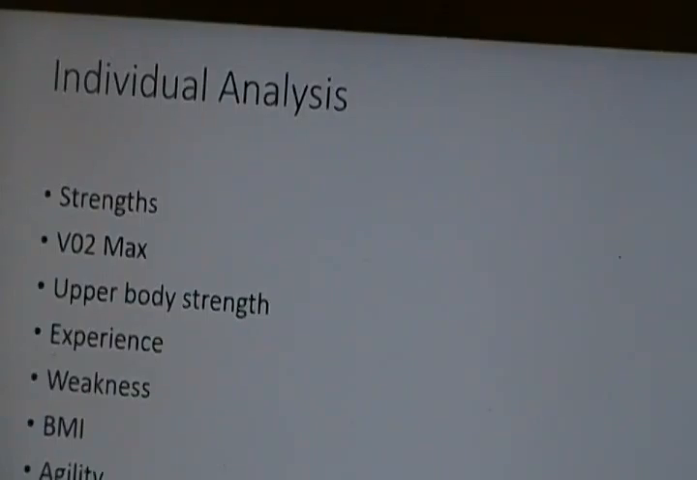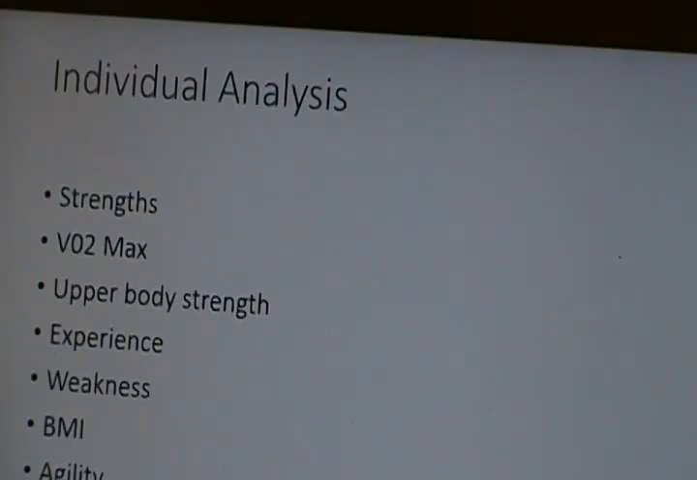The strengths for John is that his VO2 max is high. He needs a good aerobic base because he does more sprinting than the other players. His upper body strength is good. Again, he's the main ball handler of the team. He needs to be able to throw that ball, and he has more experience than the rest of the team.